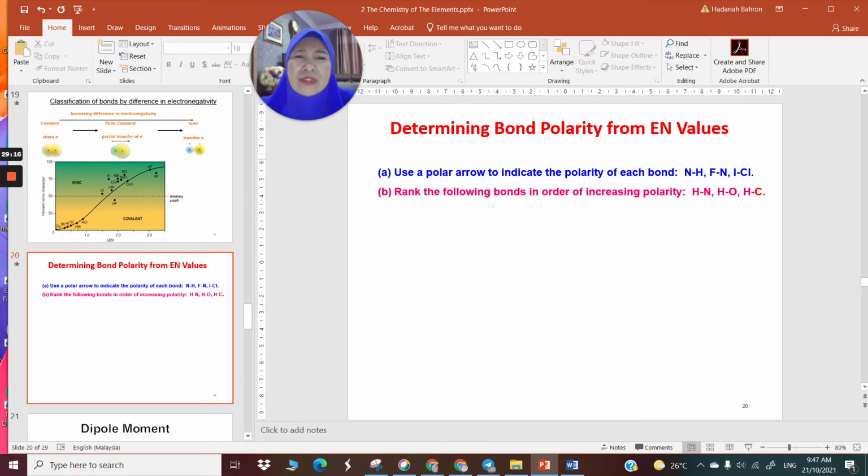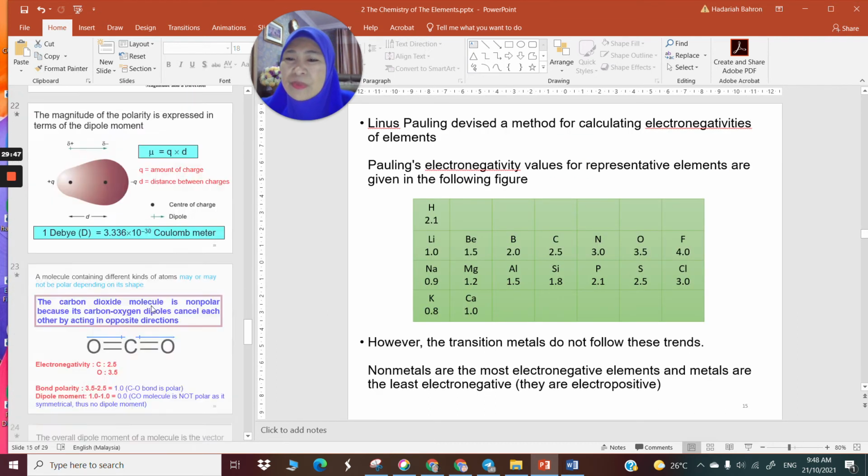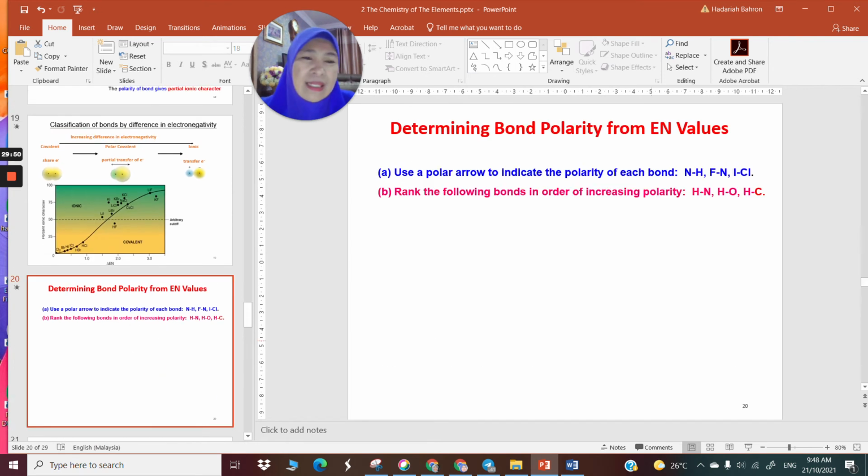You can try this exercise to determine the bond polarity from the difference in electronegativity values between nitrogen and hydrogen, between fluorine and nitrogen, between iodine and chlorine. What kind of bond will you get? And please rank the order of increasing polarity between the three bonds. It's a really simple exercise. All you have to do is refer to the values up here, find out the difference between them, and determine what kind of bond you will get.